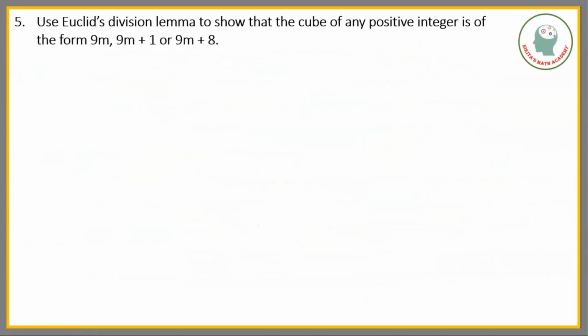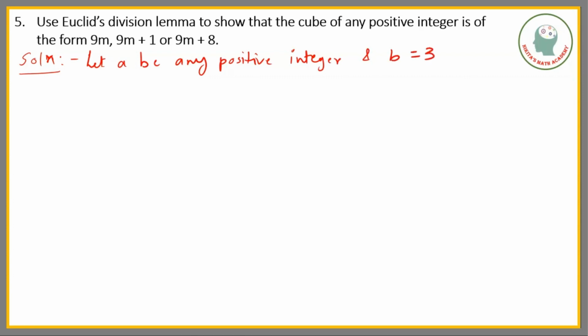Just a second, students. Now, this is a similar type of question. We have to use Euclid's division lemma to show that the cube of any positive integer is of the form 9m, 9m plus 1, or 9m plus 8. So we'll start with similar steps. Let a be any positive integer and let b be another positive integer with value as 3. You will understand why I have taken b equals to 3.